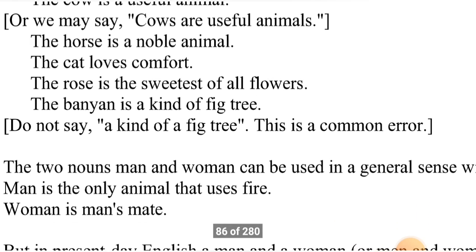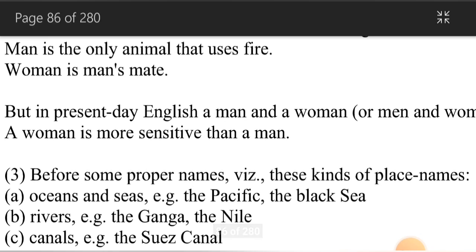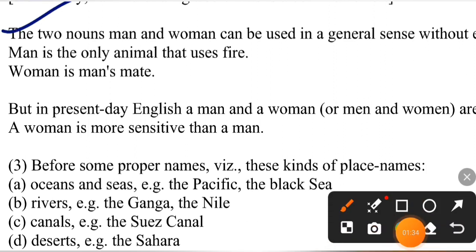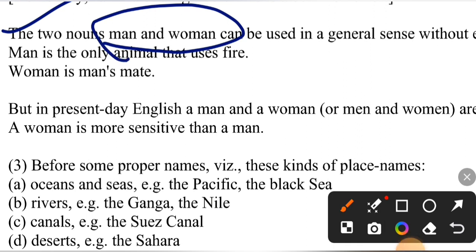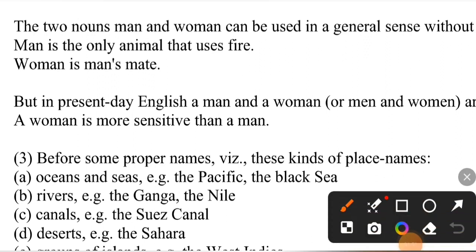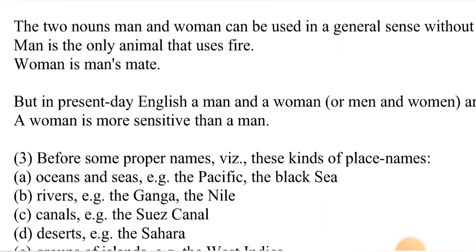Now next, we have to note one important thing here, that is the two nouns man and woman. The two nouns man and woman can be used in a general sense without either article. Without using articles, the words man and woman are used in many sentences, like man is mortal, man is the only animal that uses fire, woman is man's mate. So it is a singular countable noun here, but we do not use any article here. We have to be mindful here.